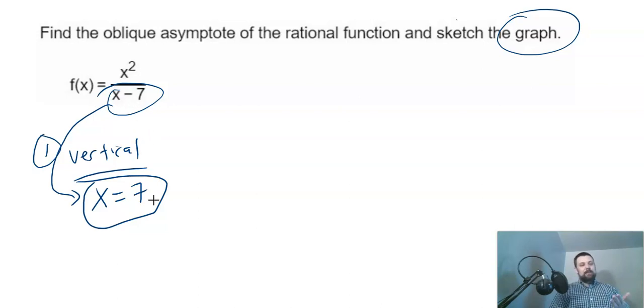But I don't need to go through that because I can just see exactly what I'm going to get. I'm going to get x equals 7 as my vertical asymptote.